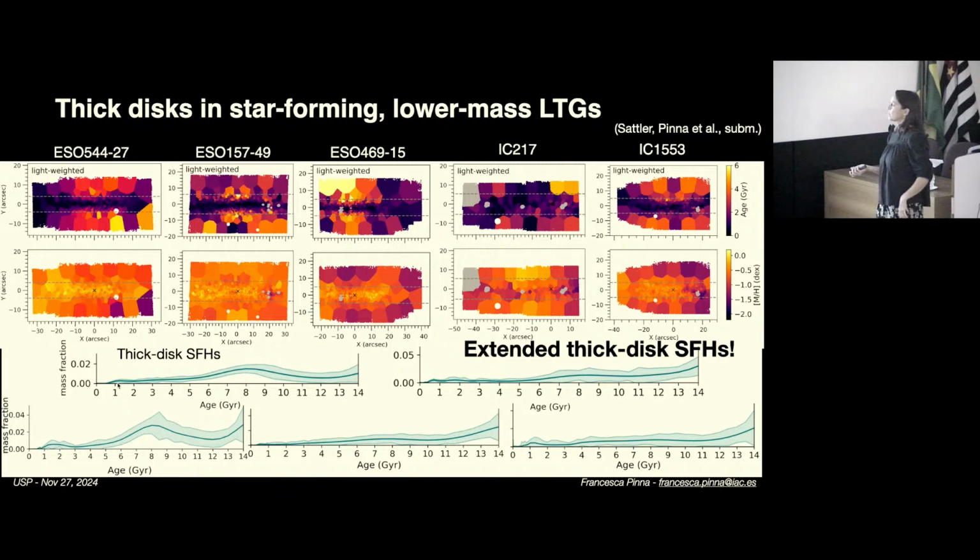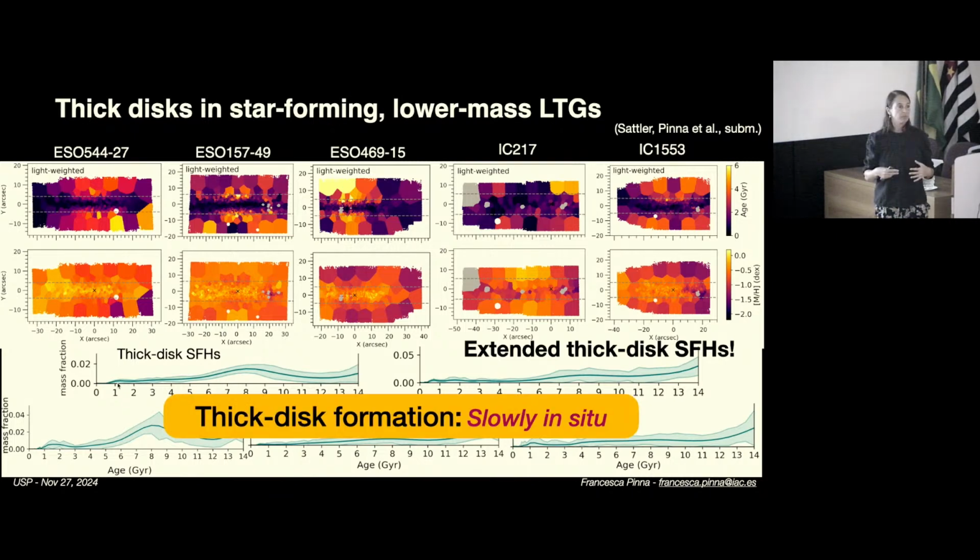So for these galaxies, we cannot believe that we had an early fast formation at high redshift. We don't find any hints of that, but instead of a slow, probably in situ formation of thick disks, across time in a slow way.